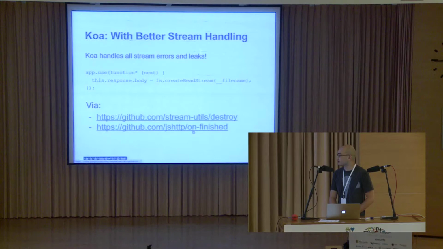There's Unfinished, which basically wraps streams into a callback, so that when a stream finishes, it executes a callback. And destroy, which checks the type of stream and destroys it appropriately, because every type of Node stream has different types of file descriptors.